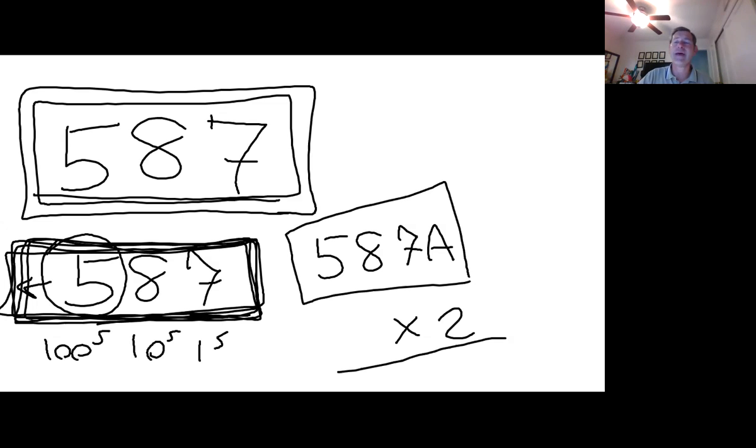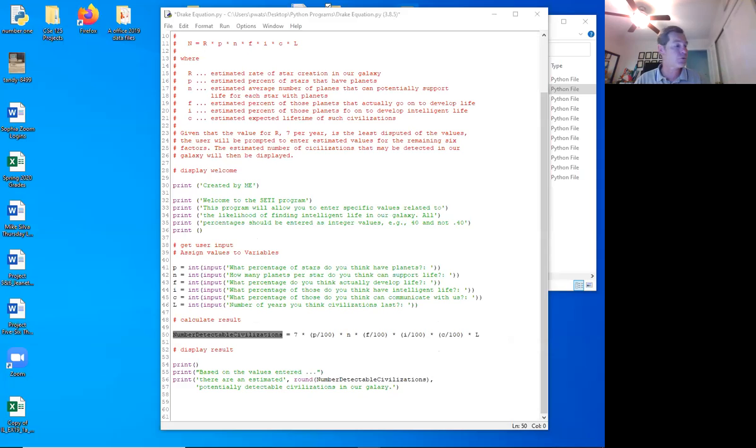So that's the difference between a string and an actual numeric value like a float, which is basically a numeric value that can have decimal places, or an integer, which is a numeric value, just whole numbers, cannot have decimal places.